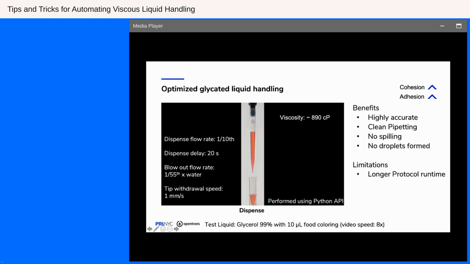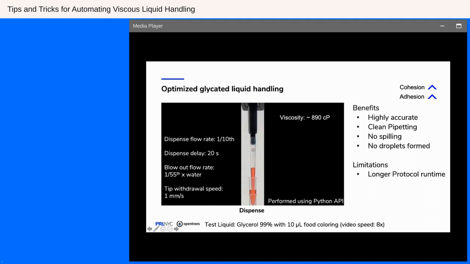Now, let's take an example of how we can do the dispense cycle after the liquid has been aspirated inside the tip. For dispensing, the dispense flow rate is 1/10 of the default dispense flow rate, and the dispense delay is 20 seconds. After dispensing, we wait for 20 seconds, and then the blowout is performed at 1/5 of the default flow rate, and the tip withdrawal speed is 1 millimeter per second. All these actions can be performed using the Python API for Opentrons.